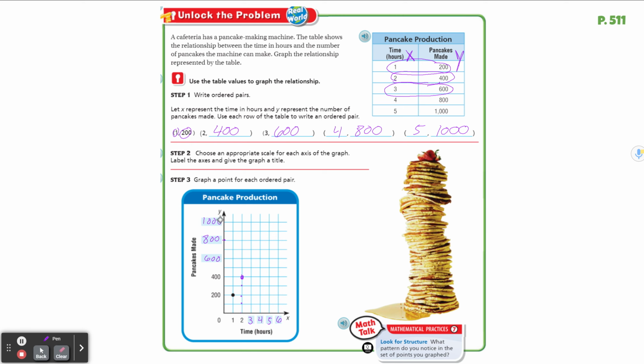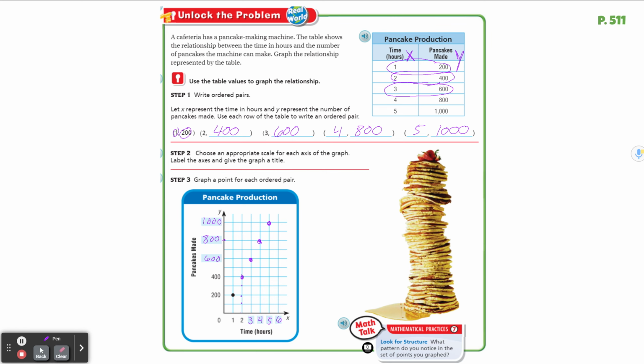Go ahead and see if you can graph the last ordered pairs that we have. So we're going to do 3 to 600, 4 is 800, 5 is 1,000.